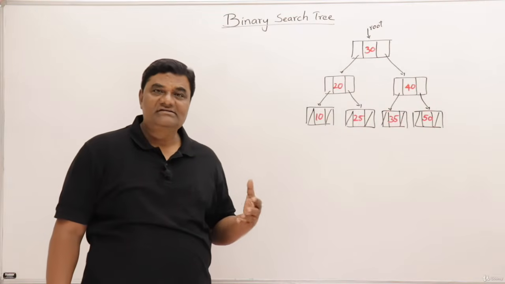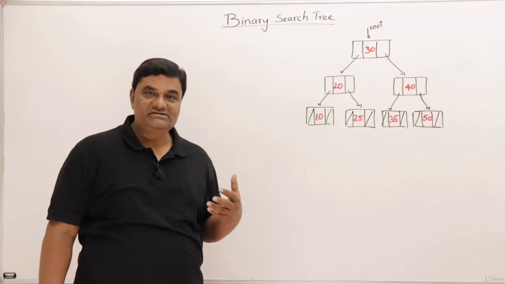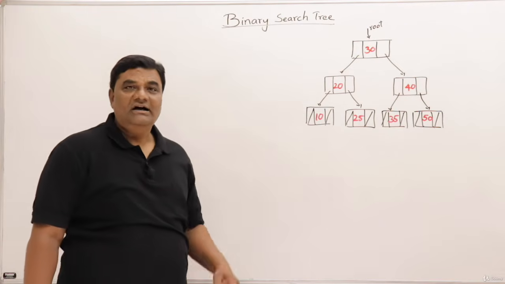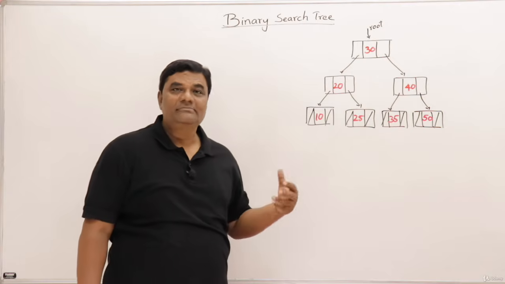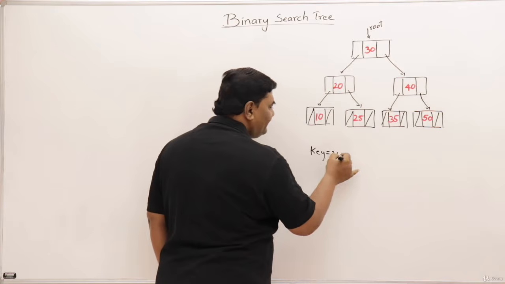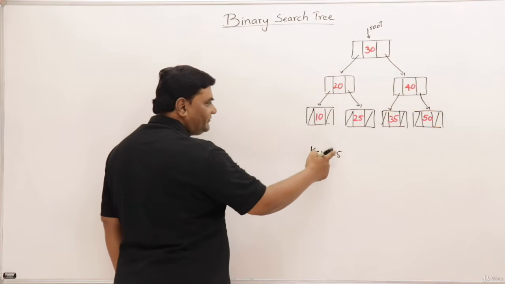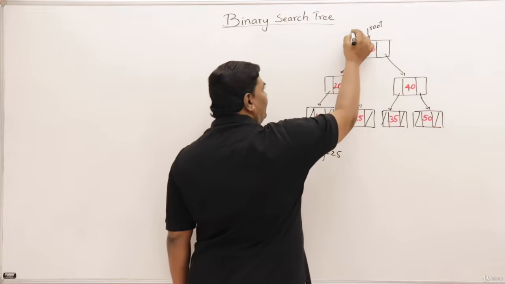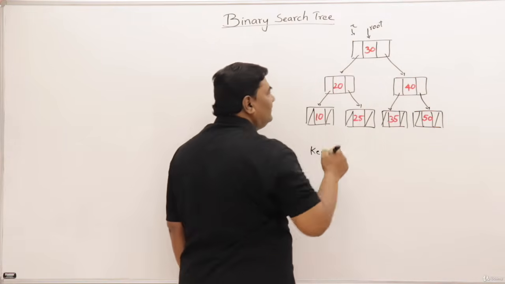Now let us look at searching in a binary search tree. I have an example of a binary search tree here. I will show you the procedure by taking some keys. Suppose I want to search for a key value, that is 25. Then for searching 25, you can see that 25 is present here. Start from the root. Take a temporary pointer t on the root node.